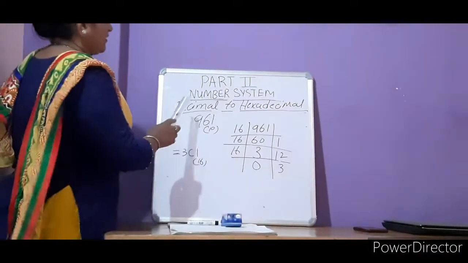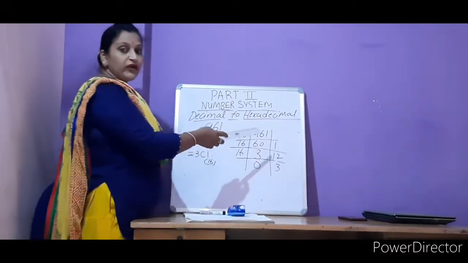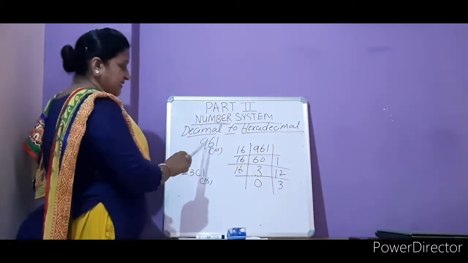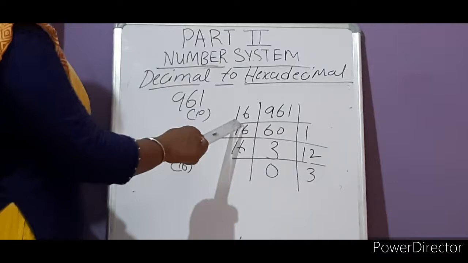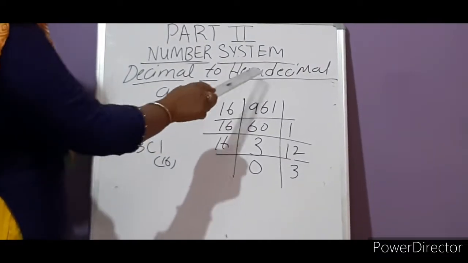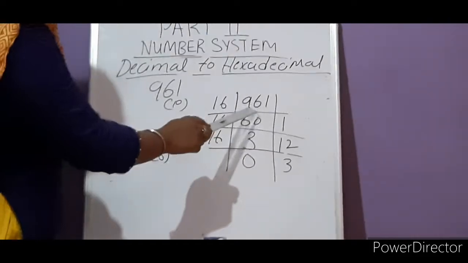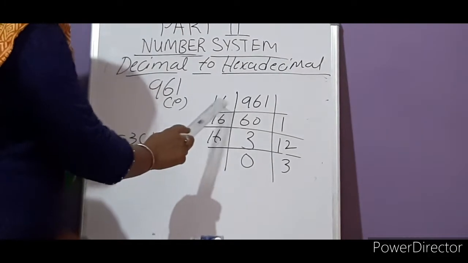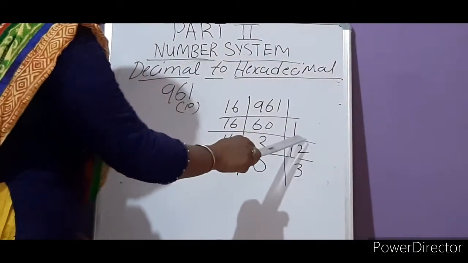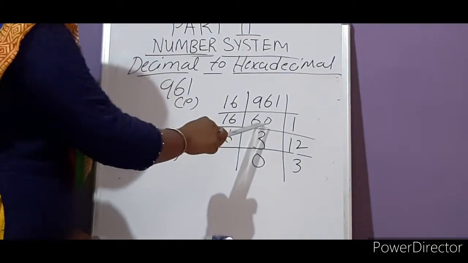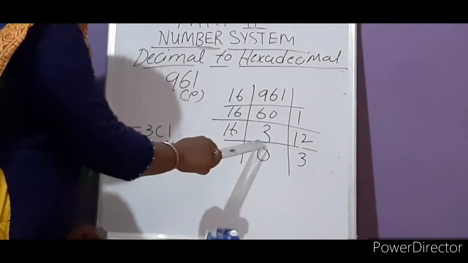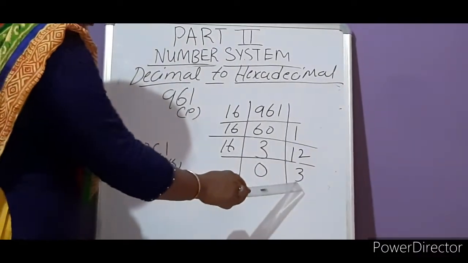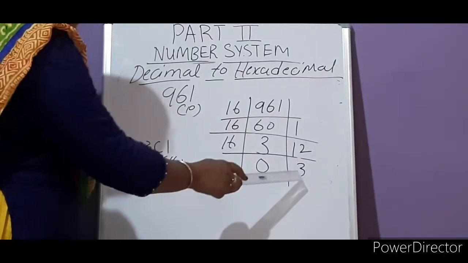Next, okay, here decimal to hexadecimal. Just now we have converted hexadecimal to decimal. Now we are doing decimal to hexadecimal. This is 961 number. The hexadecimal base is 16. Okay, here we are keeping 961. So now 961 divided by 16, it becomes 60 and remainder is 1. Then 60 divided by 16, so 3 and 12 will be remainder. 16 zeros are 0 here and here 3. This 3 only we will take. So answer is 3C1.